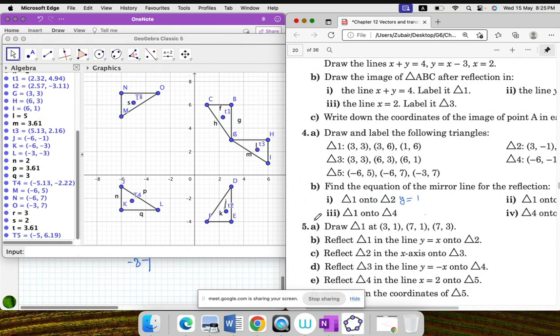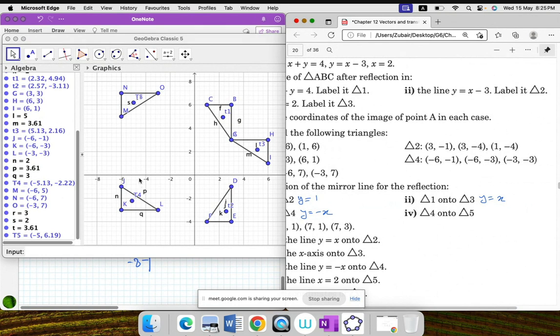Third one, 1 onto 4. This is 1 and this opposite side is 4. Okay, so it will be y is equal to minus x. That's correct. 4 onto 5. This is 4 and this one at the top is 5. So y is equal to 2. That's right. Y is equal to 2.